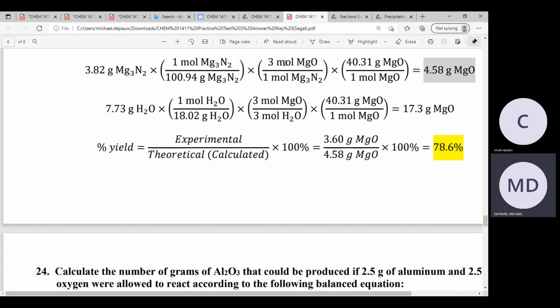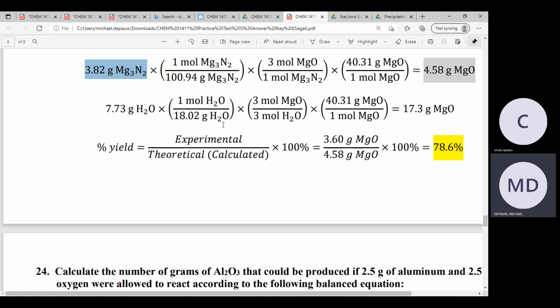Grams to moles, moles to moles, moles back to grams. And if I convert each of those to product, I see that the water would give me 17.3 grams of MgO, whereas the magnesium nitride would only give me 4.58 grams of MgO. So the lesser amount, that's my theoretical yield. And the amount that produced it, this is my limiting reagent, the Mg3N2.